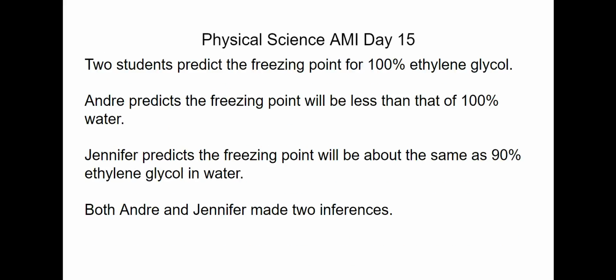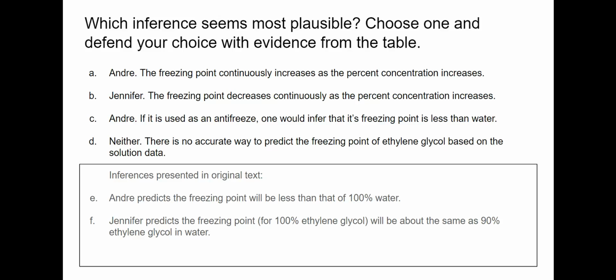Don't forget also, at the beginning of our problem, it gave us some more information about Andre and Jennifer. So what I've done here is I've collected the 4 from the problem, and I've added here at the bottom, E and F, inferences that were presented in the original text.